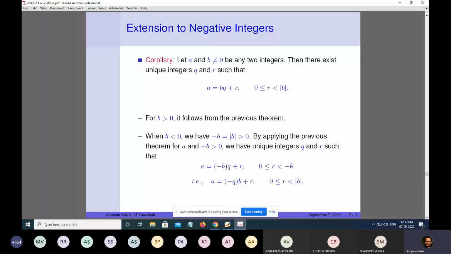So it's just a direct consequence of existence as well as uniqueness, because this Q and R were unique for minus B, so they'll be unique. So anyway, this follows.